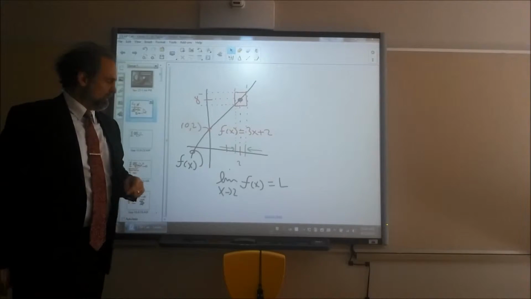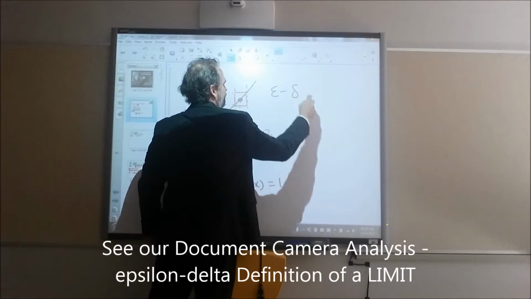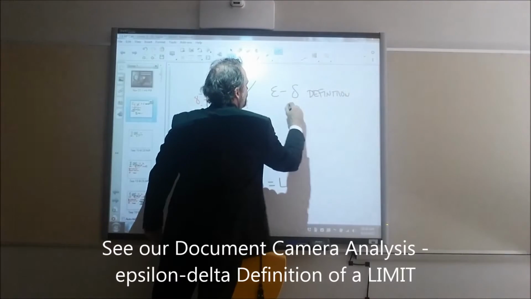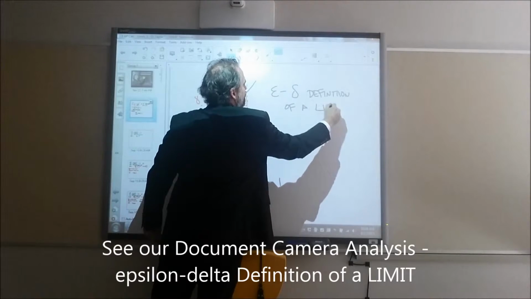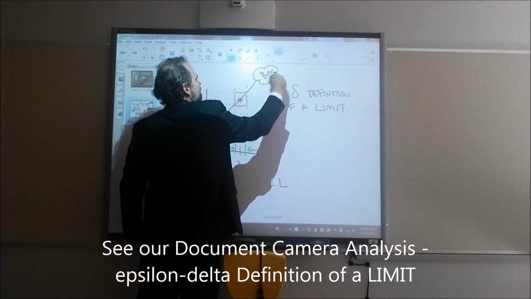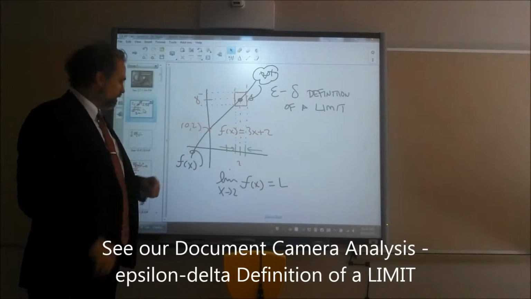And that was epsilon delta. So you'll see the epsilon delta definition of a limit. It's really about that box. That's what the epsilon delta is about. That box getting smaller and smaller and smaller.